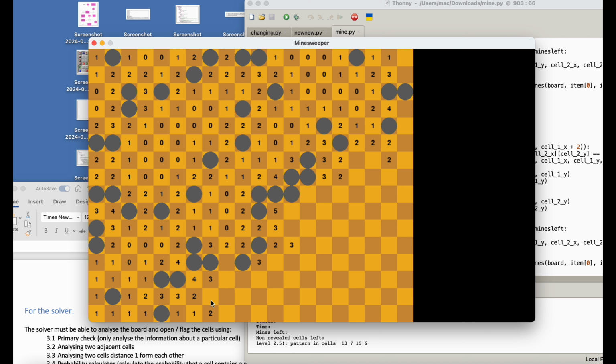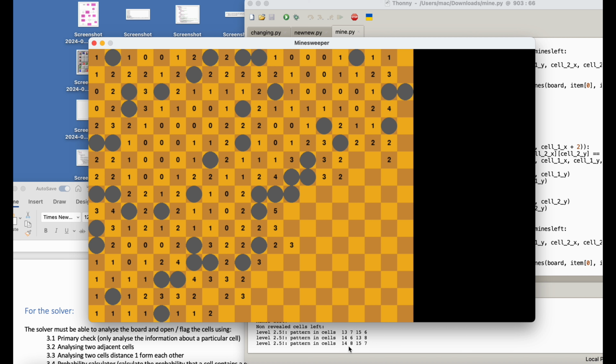So we can see that the pattern appears in cells 3 and 1, and now we can reveal these cells, which the solver did. Now we can see that the pattern appears in cells 14, 6, 13, 8, which are respectively this cell and this cell, and respectively this cell.